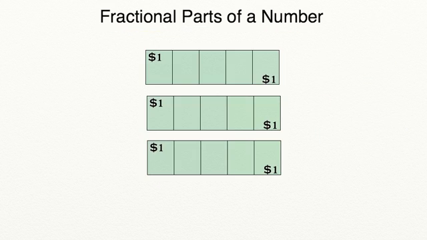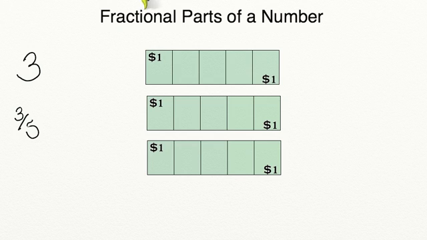Let's look at another problem together. Let's say that 3 friends each have 3/5 of a dollar. How much money do they all have together? Well, let's use the diagram on the screen. As you can see, we have $3, one for each friend. But as we said, each friend doesn't have a whole dollar. They only have 3/5 of a dollar.